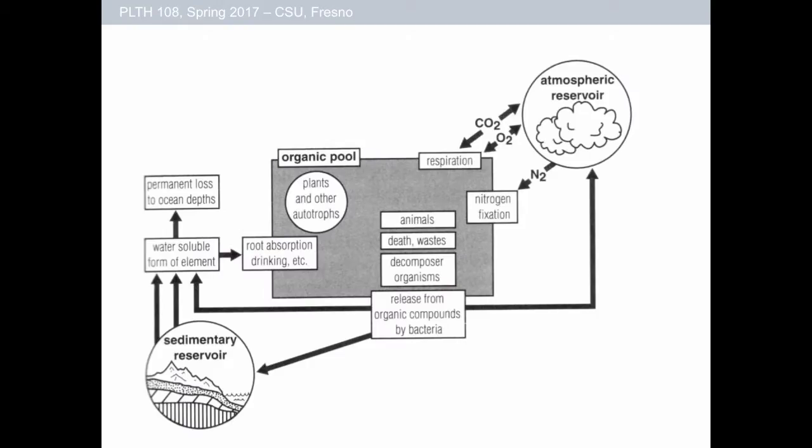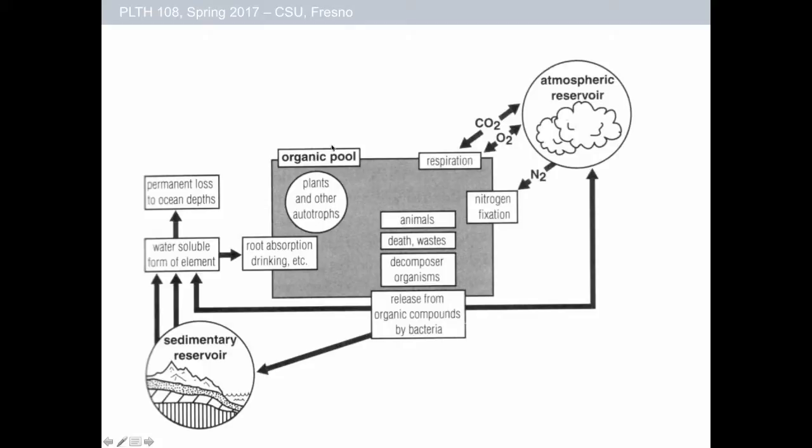So I think this is a useful figure in visualizing how these cycles work. And I think the important thing is to realize that essentially, for any given molecule, there are two places it can be in this model. It can be inside the organic pool, or it can be outside of it in a reservoir.